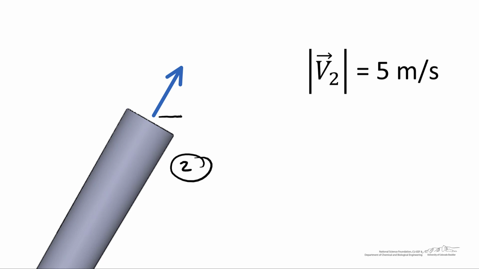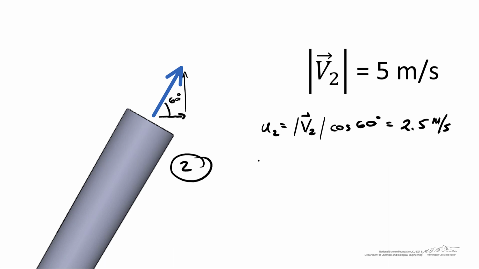We can also decompose, similarly, v2 into its horizontal and vertical components. In this case, the horizontal is to the right, and the vertical is upward, so both of these, u2 and v2, are going to be positive quantities. And we know the angle of this vector from the horizontal is equal to 60 degrees. So u2 is equal to the magnitude of v2 multiplied by the cosine of 60 degrees, and that's equal to 2.5 meters per second. Similarly, v2 is equal to the magnitude of v2 multiplied by the sine of 60 degrees, and that's equal to 4.33 meters per second. Both of these positive quantities.